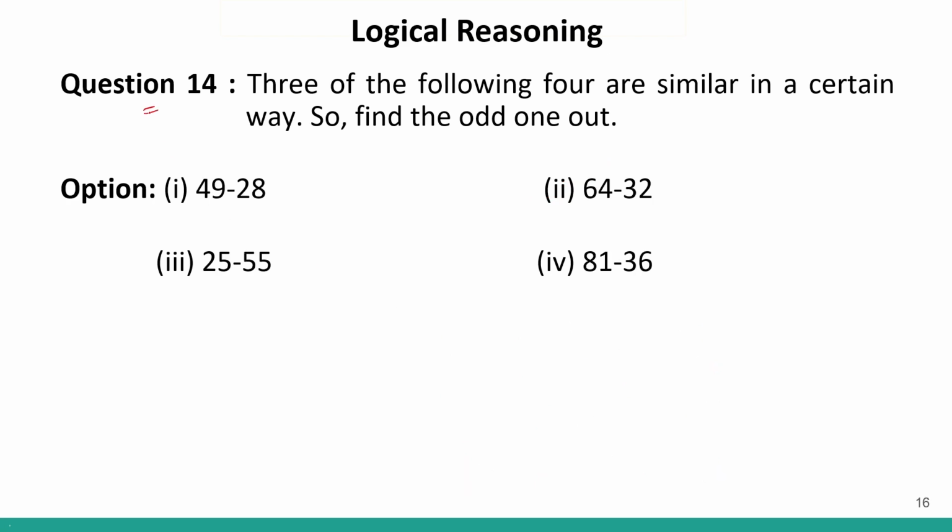Question number 14. In question number 14, again, we are given certain numbers. Just by looking at these numbers, I can see 49, 25, 64 and 81 are perfect squares. So basically, I can say that this is 7 square, this is 5 square, this is 9 square and this is 8 square. Now let us look at the second digit. So 28 is basically 7 into 4. Similarly, 55 is basically 5 into 11. 32 is 8 into 4 and 36 is 9 into 4.